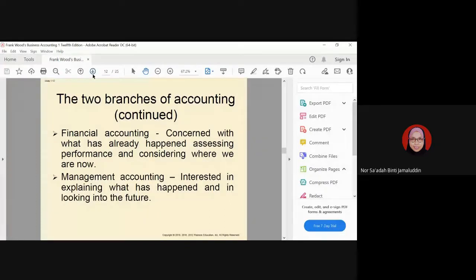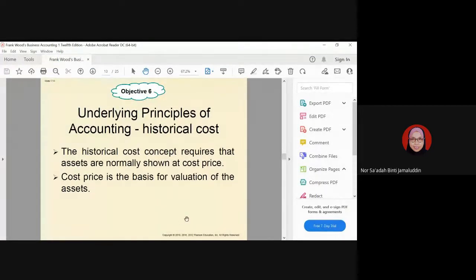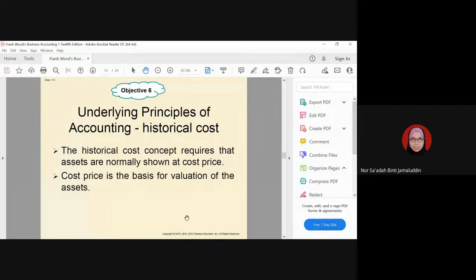All right, so we go to objective number 6, which is on the underlying principles of accounting. We have some principles of accounting. For number 1 is historical cost. In our language, it is called kos sejarah. The historical cost concept requires that assets are normally shown at the cost price.